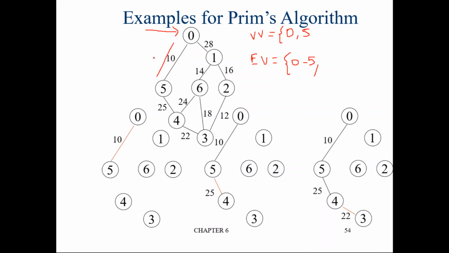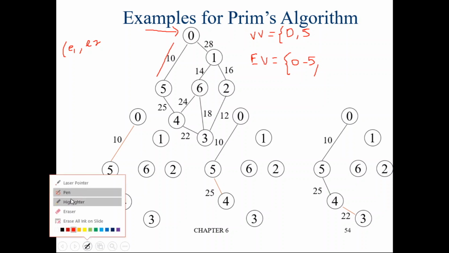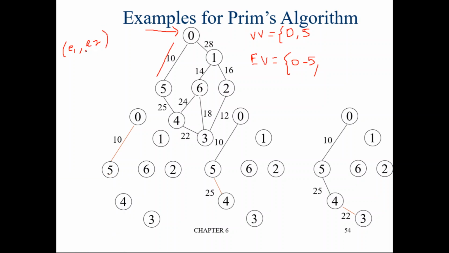we have to identify such an edge from the graph. An edge we can represent like this, E1 comma E2, where E1 is the starting vertex and E2 is the ending vertex. So now we have to identify such an edge from the graph in such a way that E1 is already in the spanning tree, but E2 is not in the spanning tree, and also it should be a minimum cost edge.